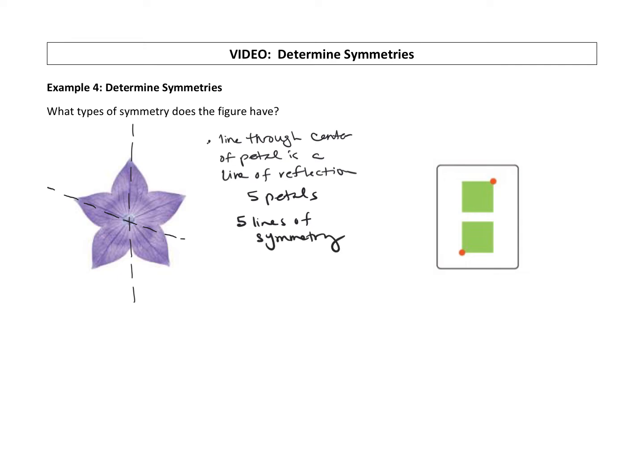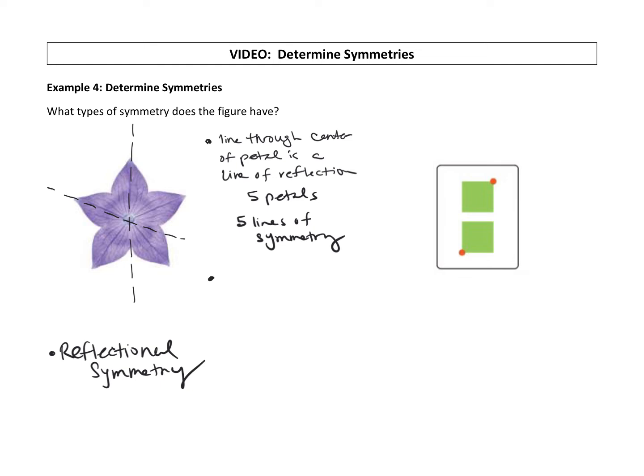All right, because we have those lines of symmetry, we have, remember from our first video, reflectional symmetry. So this figure has reflectional symmetry because it has those symmetry lines that map it back onto itself. All right, now let's think through the rotational symmetry.